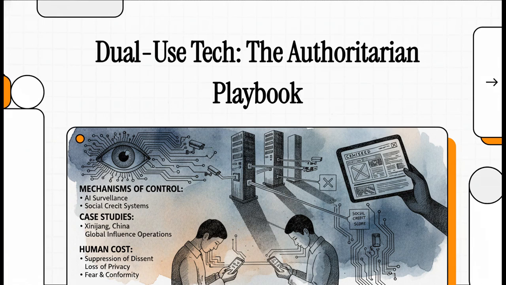You know, we always talk about technology for all the amazing things it can do, how it connects us, how it heals us. But what happens when those very same tools are turned against the population? Well, that's what we're looking at today, the dark side of dual-use tech. This is the authoritarian playbook for the digital age.